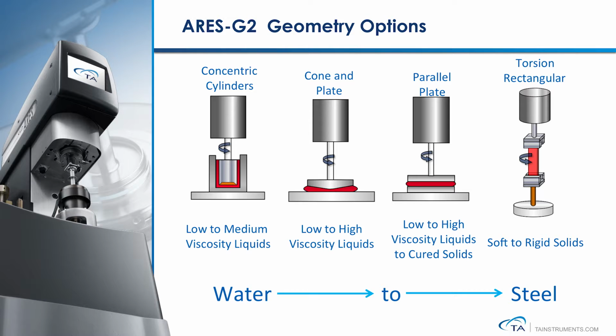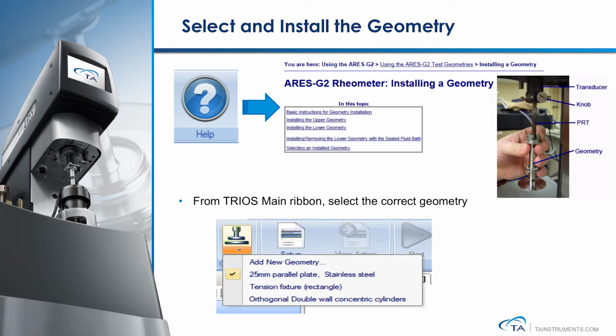The torsional geometry is designed to measure medium to high modulus solid samples in cylindrical or rectangular shape. By selecting the correct geometry, one should be able to use the ARES-G2 rheometer to measure any sample with viscosity as low as water or any sample with modulus as high as stainless steel. Once the measurement geometry has been selected, one should follow the online help manual with detailed steps on inserting the platinum resistance thermometer, the PRT, and installing the upper and lower geometries.